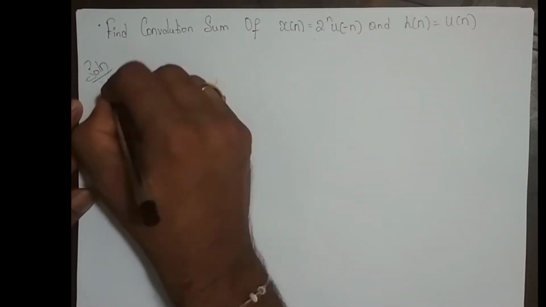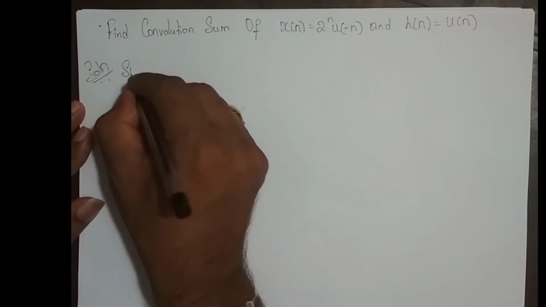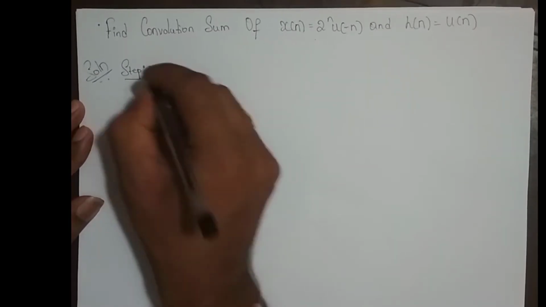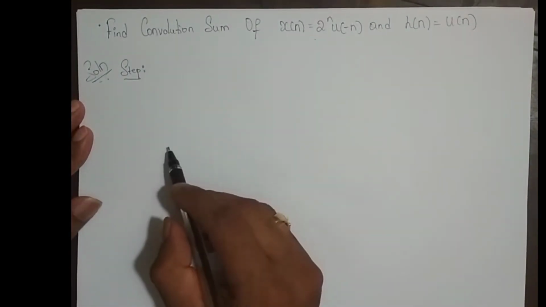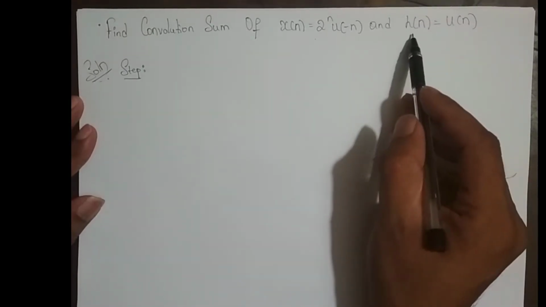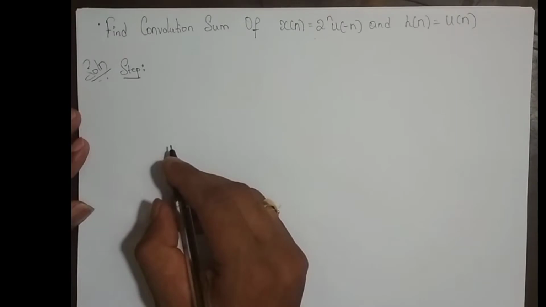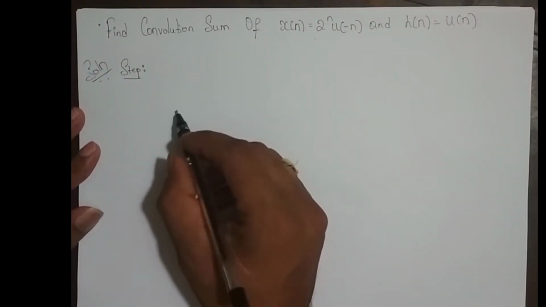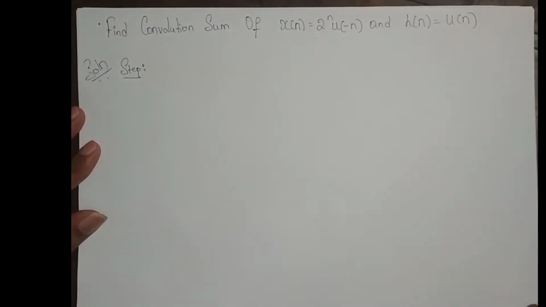What is the first step? The first step is to plot the input signal x of n and the impulse response h of minus n. I need to plot h of minus n, not h of n. How does the x of n signal look? I'll put it in a separate sheet.